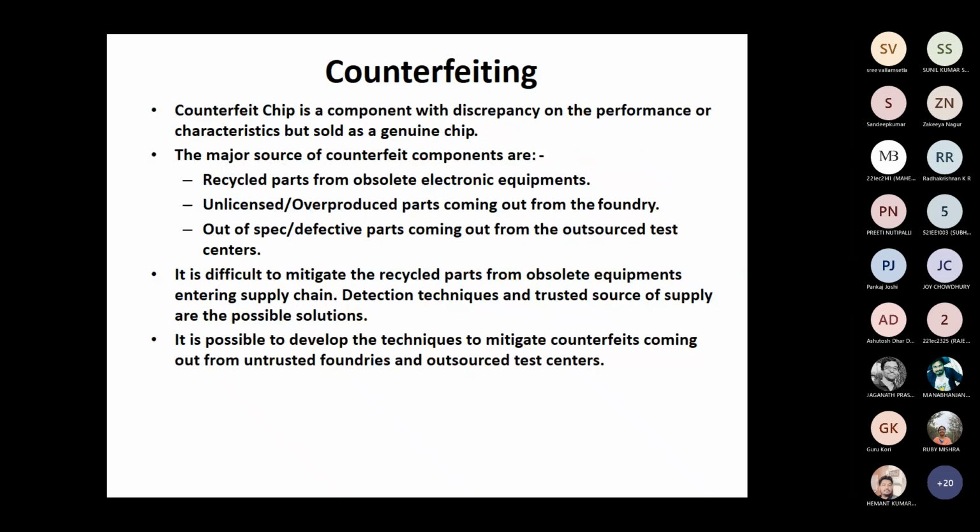Then we say the recycled parts from obsolete electronic equipment that are being reused, and unlicensed overproduced parts. This is always the most serious thing that can happen, particularly when you imagine that competitors are around. I'll give an example so that you can appreciate it. Suppose, for example, you look at the cars in our country, then every car has developed some protection features. And imagine that Honda has come up with a kind of IC that will try to control every parameter inside it. Now, Honda being an automotive company, it will never fabricate its own ICs. It is dependent on someone else.